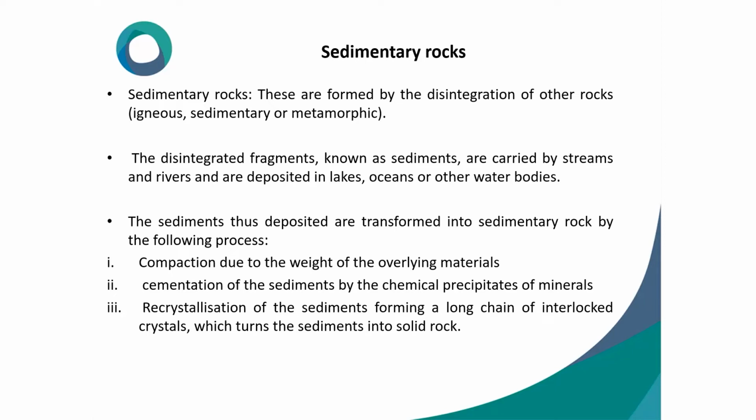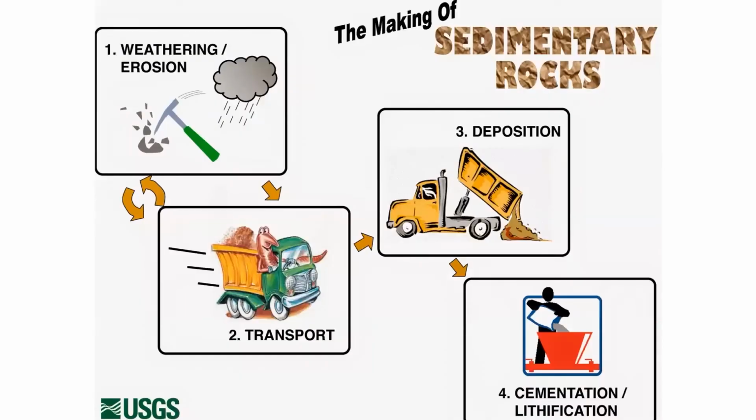Sediment thus deposited is transformed into sedimentary rock by the following processes: compaction due to the weight of overlying material, cementation of the sediment by the chemical precipitation of minerals, and recrystallization of the sediment, forming a long chain of interlocked crystals, which turns the sediment into solid rock. See, this is weathering, this is how it is transported, this is deposited, this is cementation, this is the making of sedimentary rock.